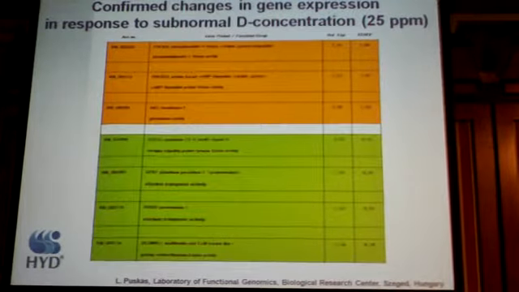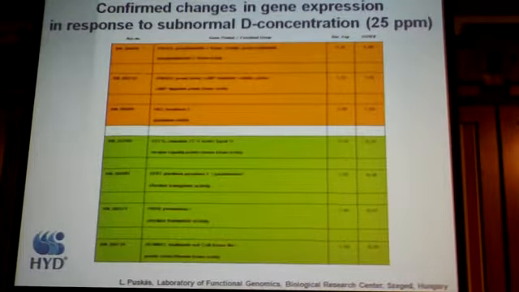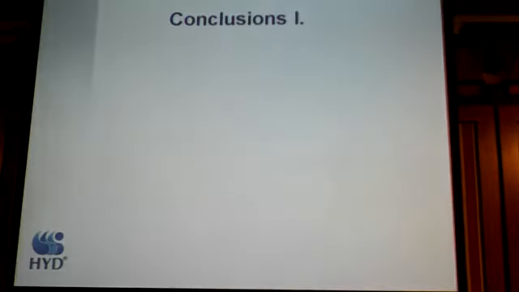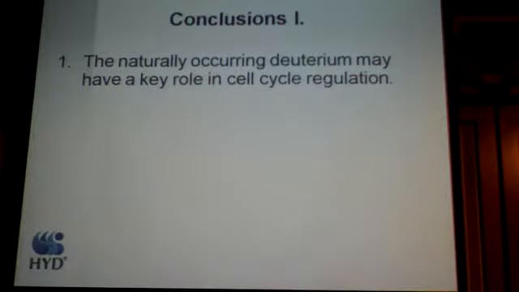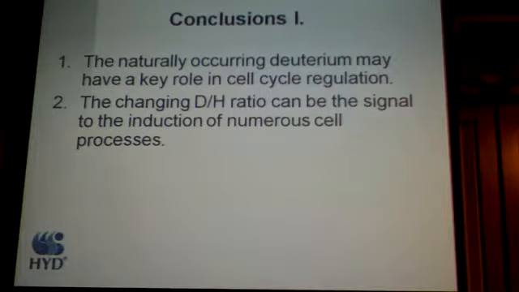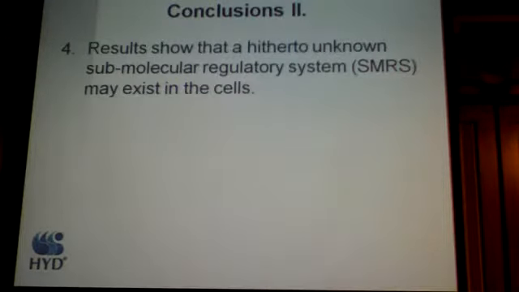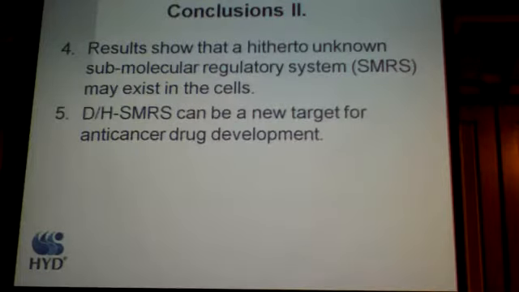Combining all these results and all the results of the experiments, we could say that there is an extremely complex response to deuterium depletion, and I think there is a lot of work to do to discover all the background of this process. So the conclusion: we say that naturally occurring deuterium may have a key role in cell cycle regulation. The changing D/H ratio can be the signal for the induction of numerous cell processes. The changing D/H ratio can simultaneously modify the expression of genes and the activity of certain enzymes. We say that the results show that unknown submolecular regulatory systems may exist in the cell, and this deuterium-hydrogen submolecular regulatory system can be a new target for anti-cancer drug development.